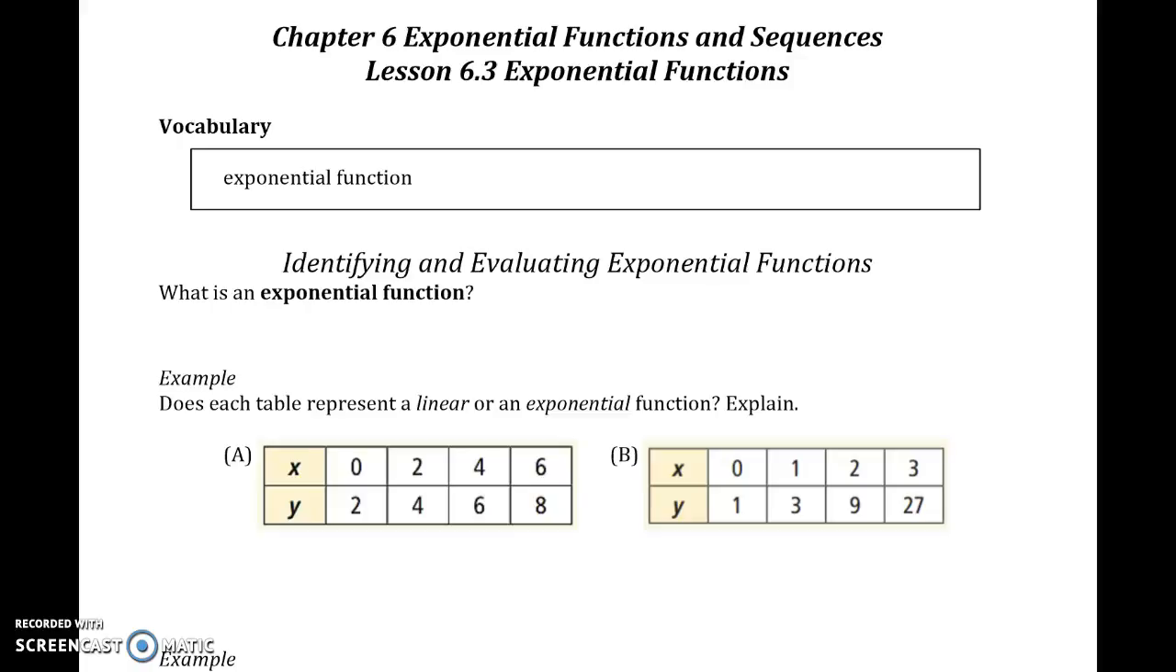So now we're going to be looking at exponential functions now that we've talked about exponents and radicals, and we're going to visualize what an exponential function looks like on a graph. So first let's talk about what is an exponential function. An exponential function is not going to be a straight line, it's a nonlinear function in the form y equals a times b to the x.